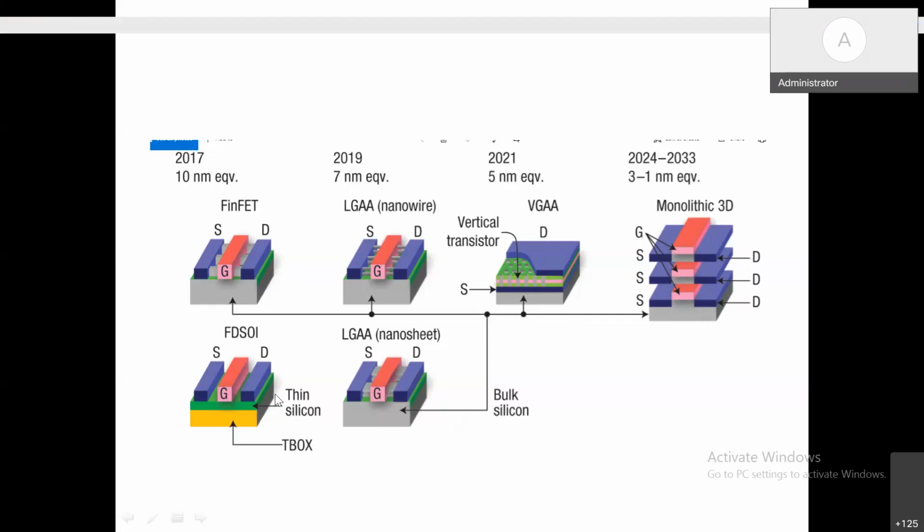This is a silicon on insulator, and the fabrication differs. So lateral GAA, vertical GAA, monolithic 3D. And this is nano sheets. You can see the width of the sheets is higher here; here it is smaller.